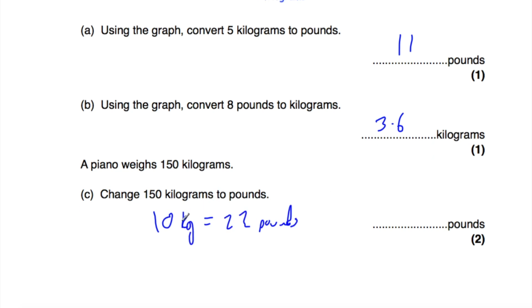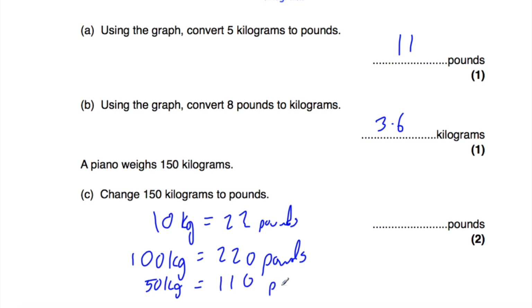So that's 10 kilograms. Well, if we had 100 kilograms, that would be 10 times larger. That would be 220 pounds. Now we want 150. Let's half this, 50 kilograms. So half of this would be 50 kilograms, which is 110 pounds. And then 150 kilograms, if we add these two together, would be 330 pounds. And that's it. Now, another approach is you could have taken the 22 pounds for 10 kilograms and times that by 15. And if you do 22 times 15, you get 330 as well.